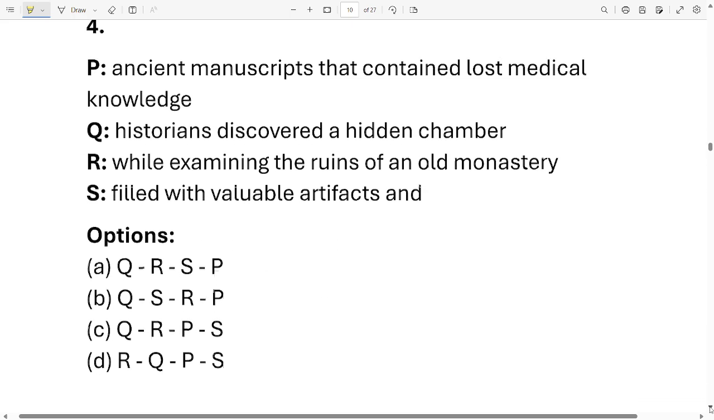Okay, ancient manuscript that contained lost medical knowledge. Historians discover a hidden chamber while examining the ruins of an old monastery filled with valuable artifacts. And now rearrange it.